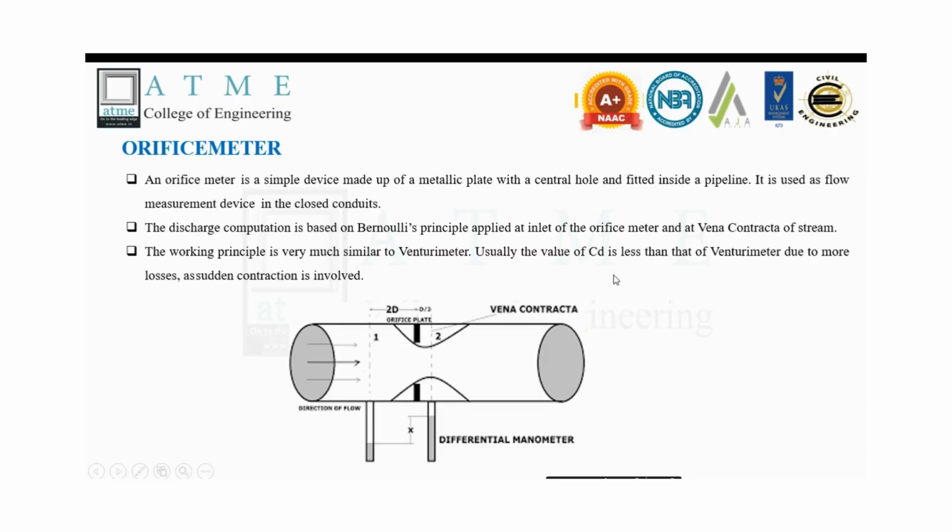Usually the value of CD is less than that of the Venturimeter, mainly due to the more losses, as sudden contraction is involved. So you can observe the Venturimeter, Orificemeter setup. So these are the points. This is the differential manometer. This is the direction of flow. Here you can notice the orifice plate.